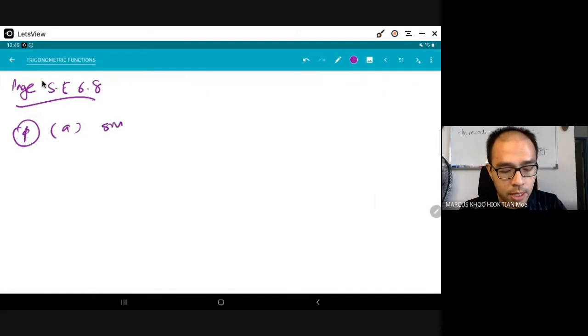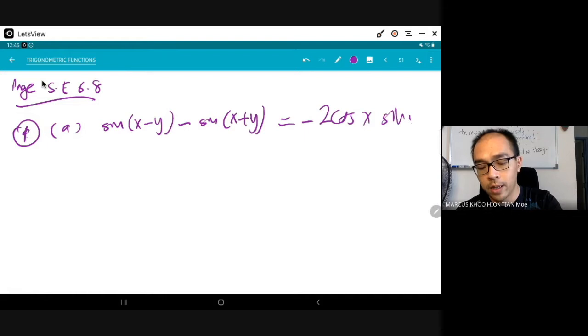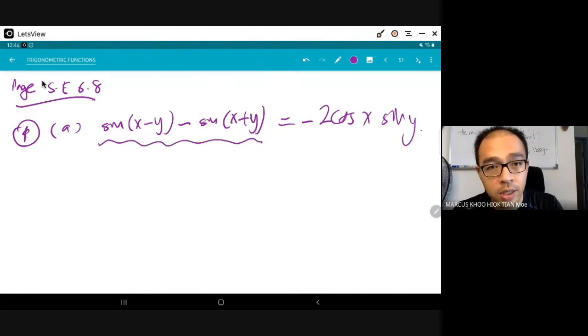So first one, sine x minus y minus sine x plus y equals negative 2 cos x sine y. After a while of proving identities, you kind of know that you need to start from the more complicated side. Because this one, we can do something about. There's nothing we can do here, like cos x sine y. So we start with sine x minus y and sine x plus y.